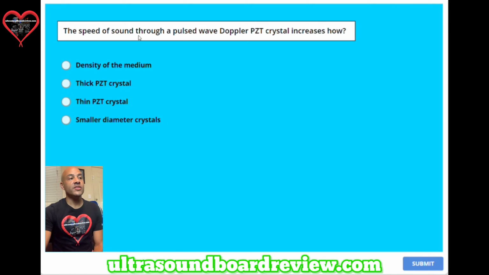Question 15. The speed of sound through a pulse wave Doppler PZT crystal increases how? A, density of the medium. B, thick PZT crystal. C, thin PZT crystal. Or D, smaller diameter crystals.